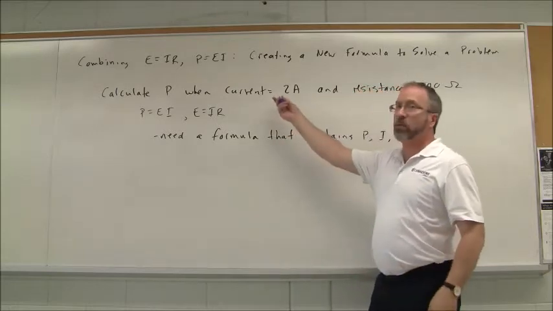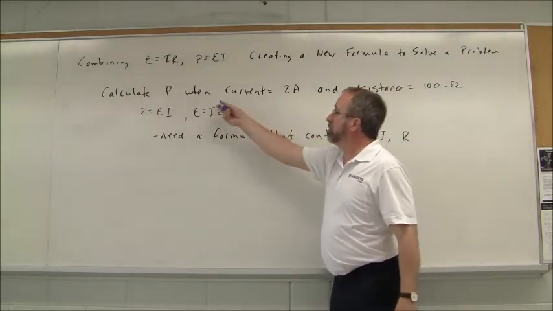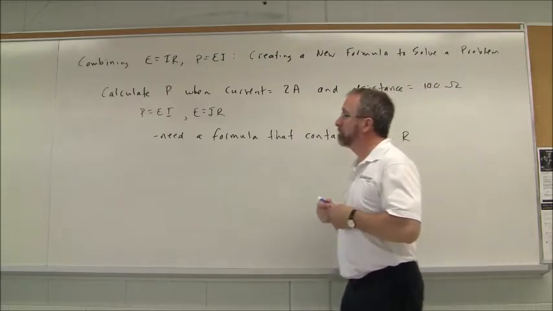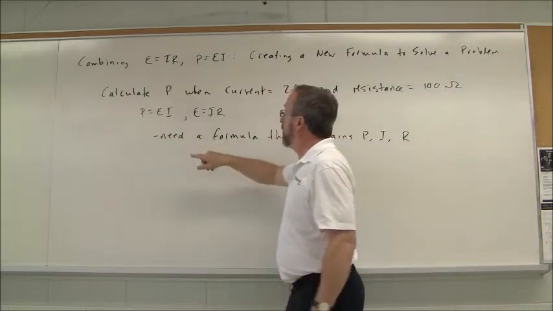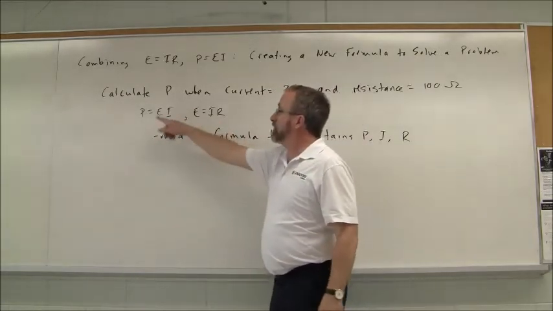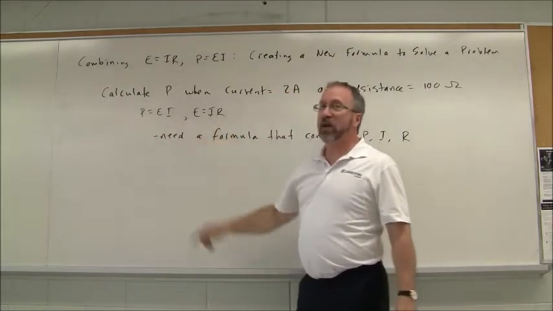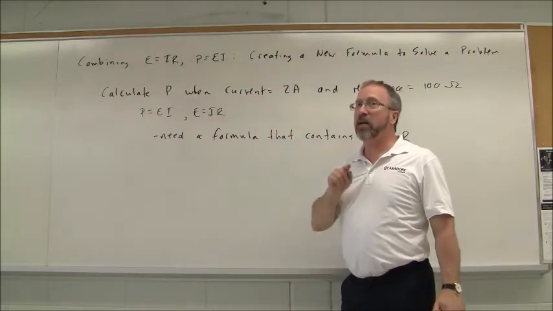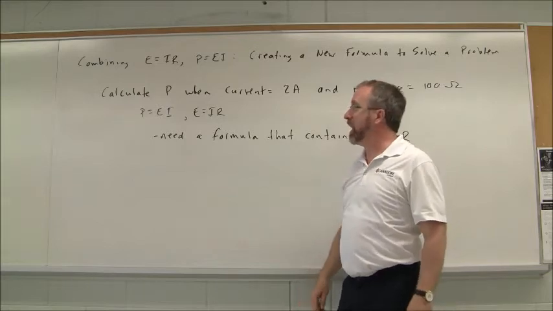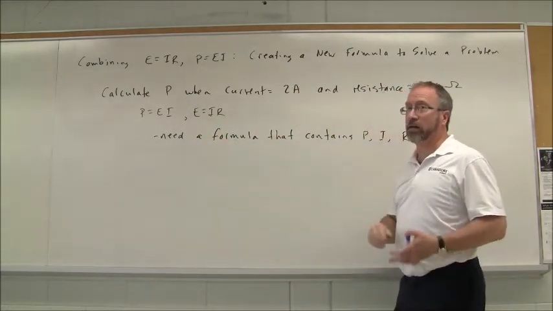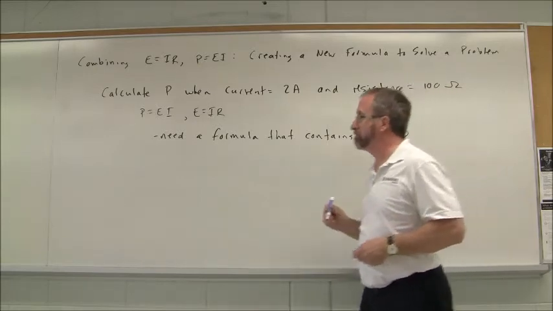So, same question as I had in the other video. Calculate P when current is 2 amps and resistance is 100 ohms. Well, P equals E times I. I don't have E. I'm asked for P. I've got a value for I. I don't have a value for E. But I can create a new formula that has P, I, and R in it. I'll explain.